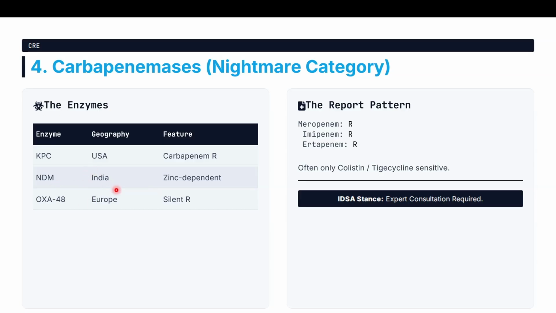The NDM is most common in India. There are a few subtypes where, in NDM cases, we can only go for newer beta lactam with beta lactam inhibitor therapy that is upcoming.